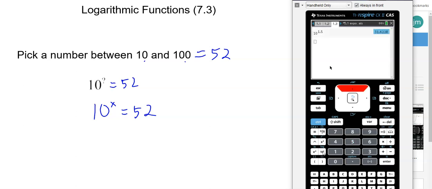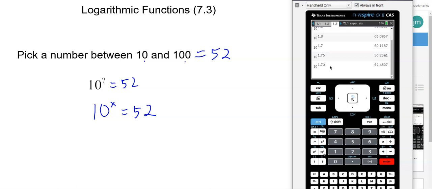Oh, 31. So I need to go a little higher, a little bigger than that. So 1.6, a little bigger. Maybe I'll try 1.8, I don't know. That's too much. 1.7. Okay. So 1.7. Ooh, it's between 1.7 and 1.8. Okay, so let's try a number between those two. So I'm going to go to another decimal. Let's try 1.75. That's too high. How about 1.72?